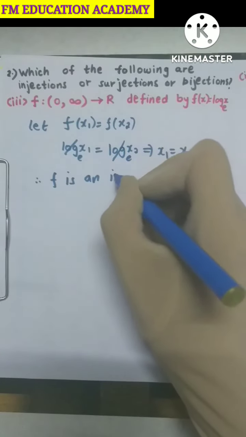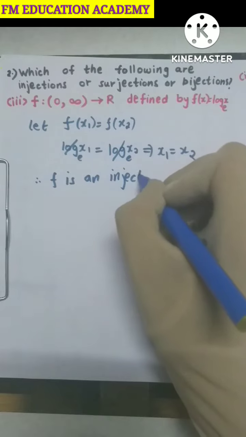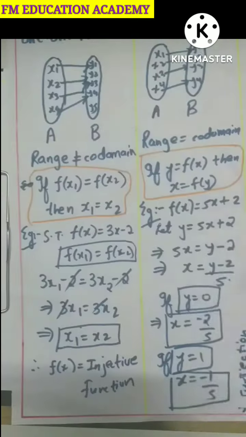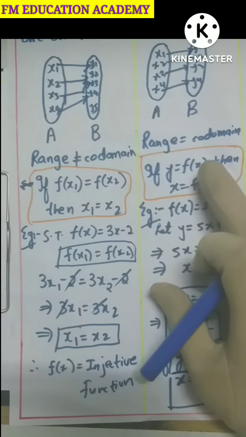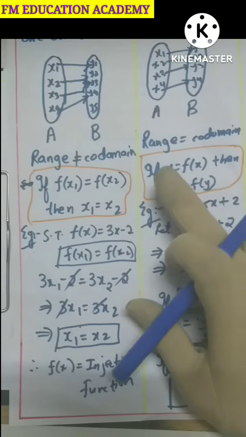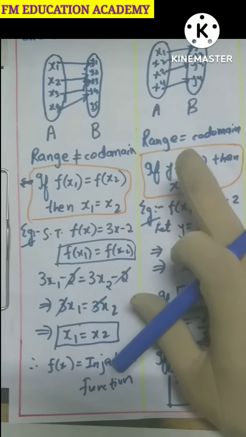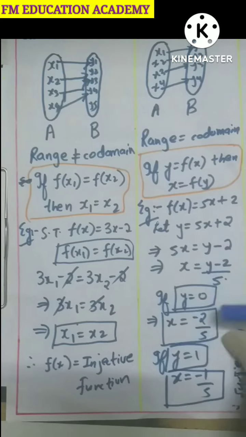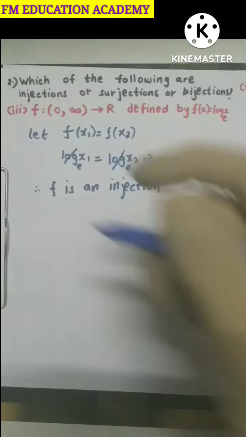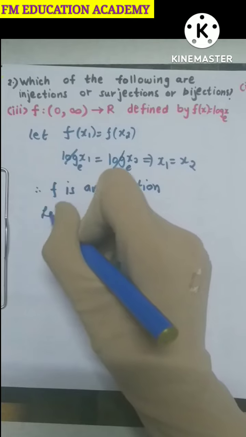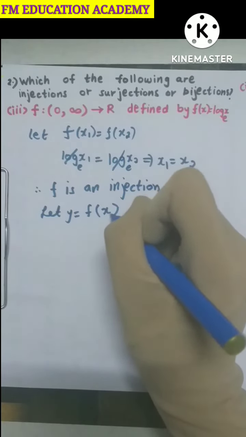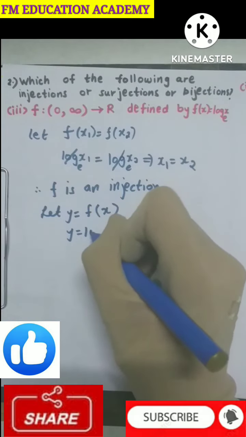Now we have to find out if f is a surjection or not. How to find out if f is a surjection or not? You have to let y is equal to f of x, get the value of x, and see whether you are getting y is equal to f of x or not. If you are getting y is equal to f of x, then you can say that a function is a surjection. So we'll assume let y is equal to f of x over here. We know that f of x here is log x to the base e.